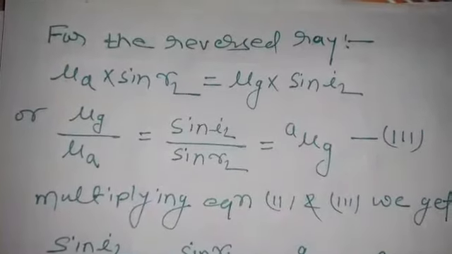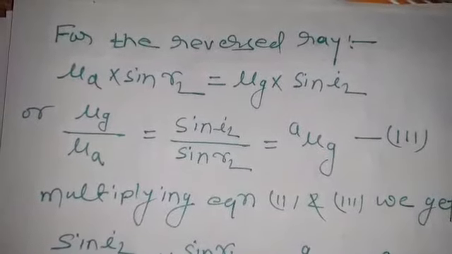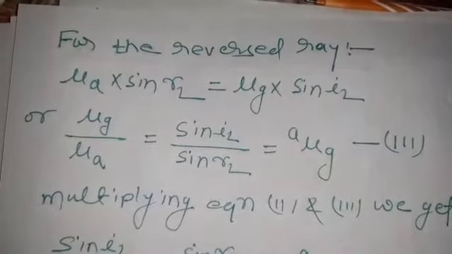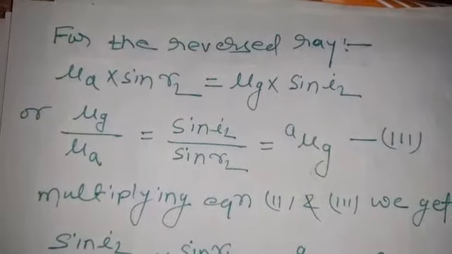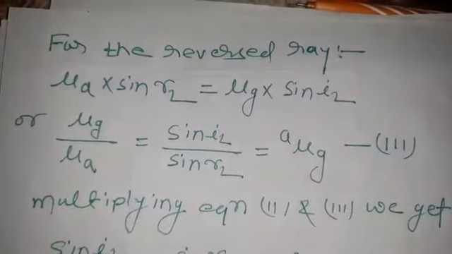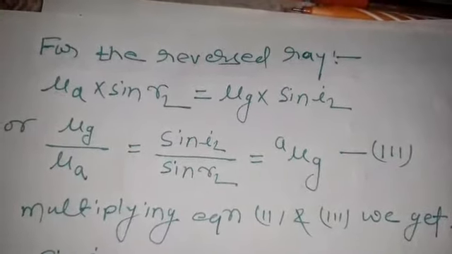So for the reversed ray, mu a into sin R2, where R2 will be your angle of incidence, equals mu g into sin I2, where I2 will be your angle of refraction. For the reversed ray, mu g upon mu a equals sin I2 upon sin R2, also called a mu g. This will be your equation number 3.